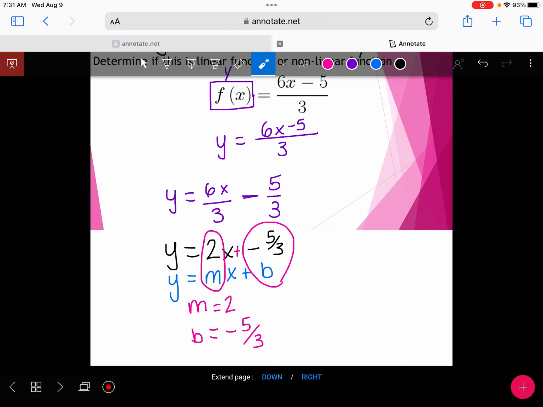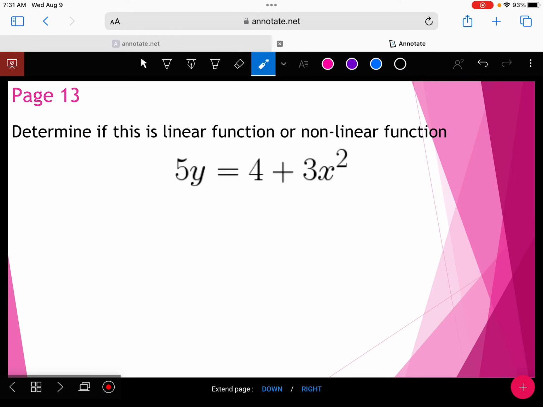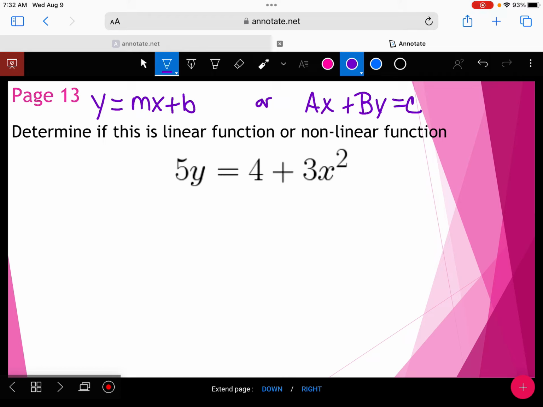We're going to see if the next one is linear, if it's a line, or if it's not a line. And it looks like this. It's different than I had in my notes, but that's okay. It's still the same thing. So is this a line or not a line? Remember, a line looks like either y equals mx plus b or ax plus by equals c. If it looks like one of those, it's a line.